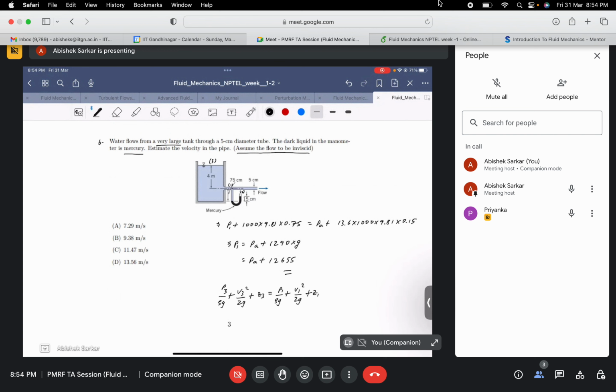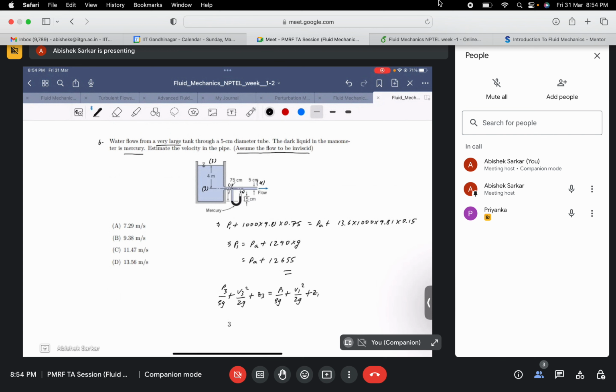Sir, one doubt, sir. Instead of taking point 3 at the top, I took it downwards, as a point here. I took that point and one more point at the outside where flow is happening. Is it wrong?